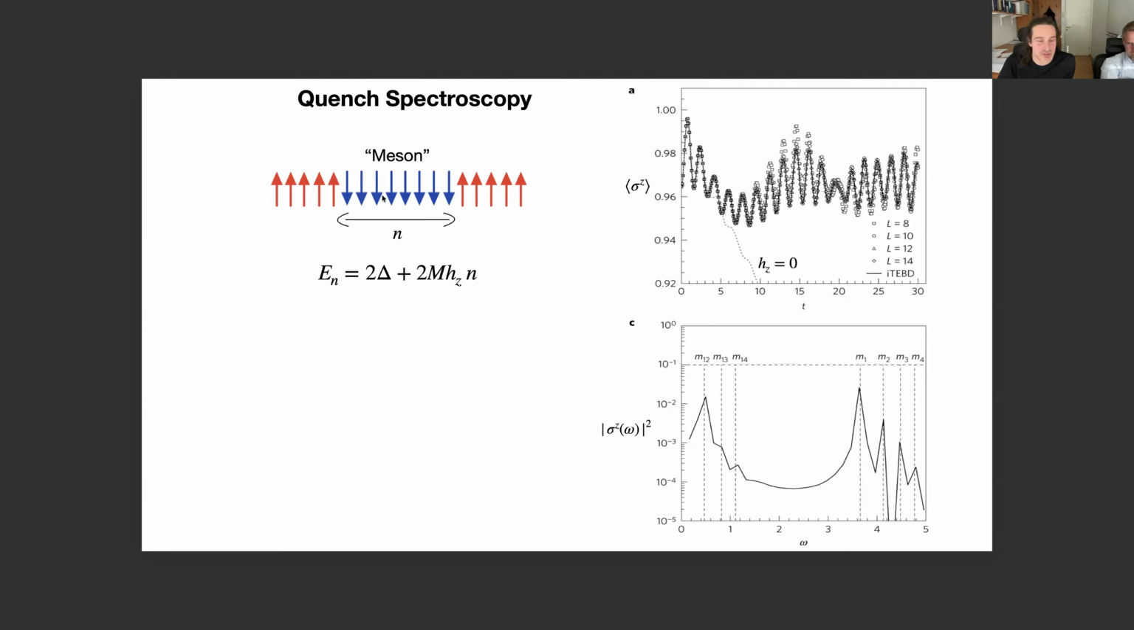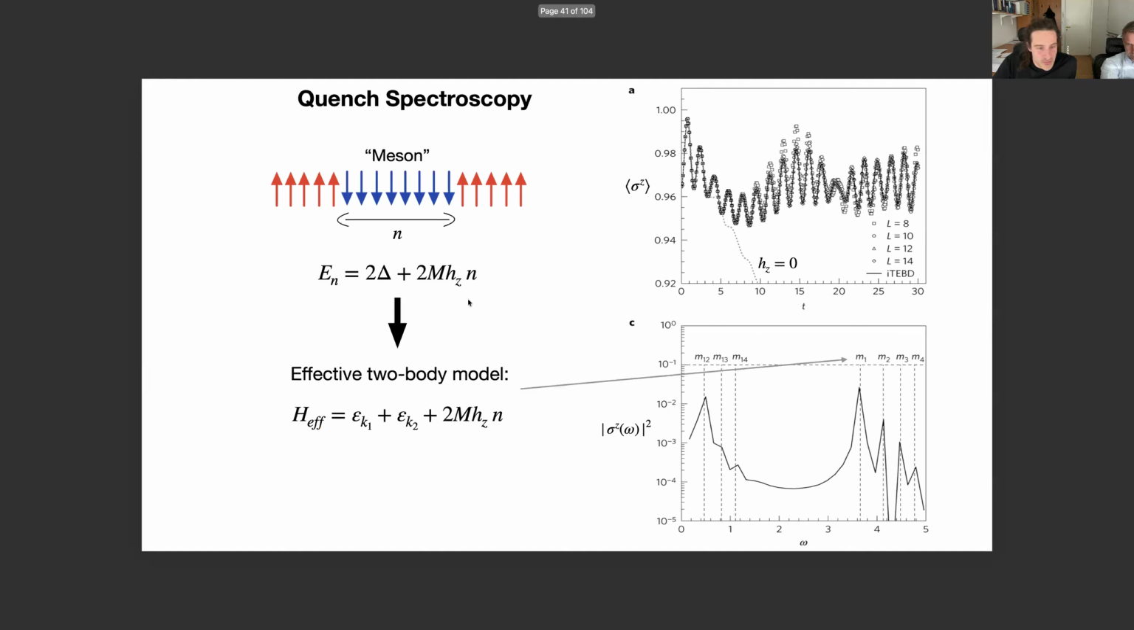And again, this is like the kink mass, the domain wall mass that I described to you at the beginning, and this is the difference of the energy density between the two vacua. Okay. And the thing is that these masses can actually be well described by a two-body model, where you account for an effective Hamiltonian with the dispersion relation of one particle, the dispersion relation of the other particle, plus a long-range interaction.